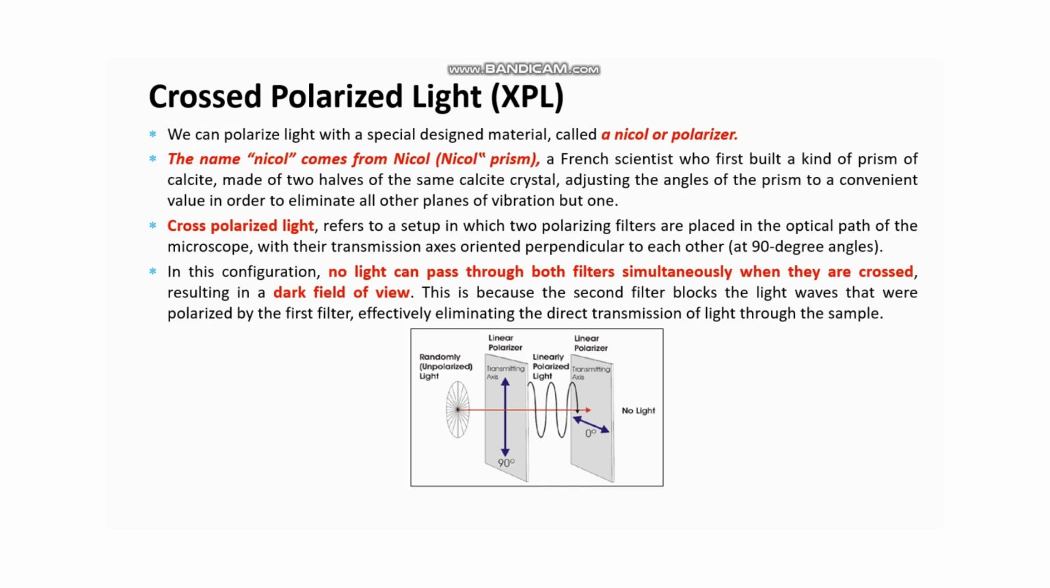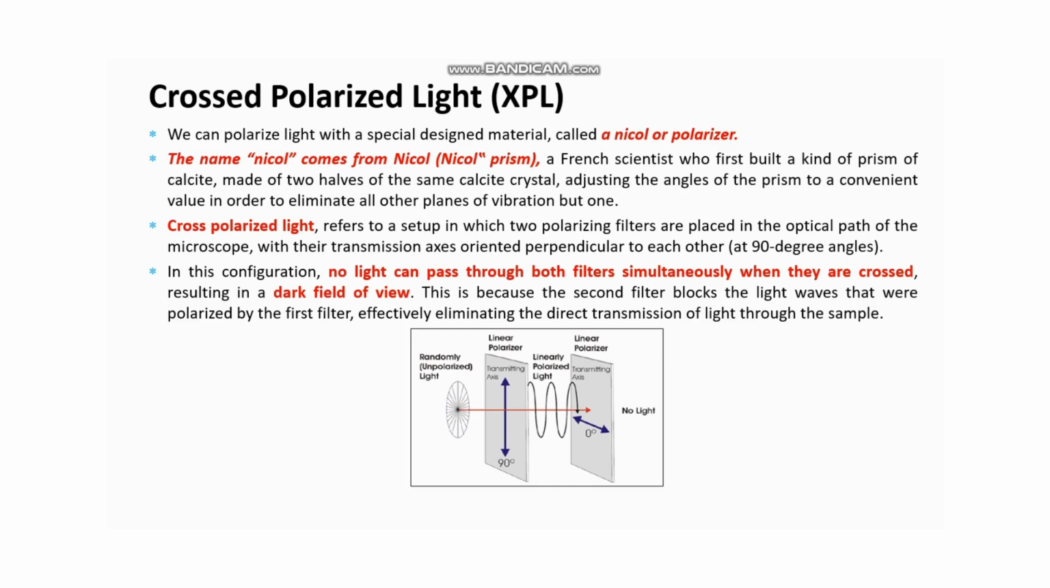The unpolarized light will be vibrating in all directions until it meets the first polarizer, the bottom nicol or bottom polarizer, which is always there. You can't insert or remove it. It's always there. So if, for instance, it's vibrating in the north-south direction, it will only allow the light that is propagating in the north-south direction.